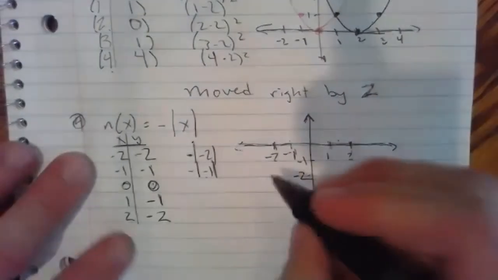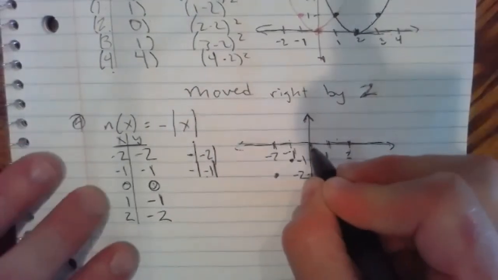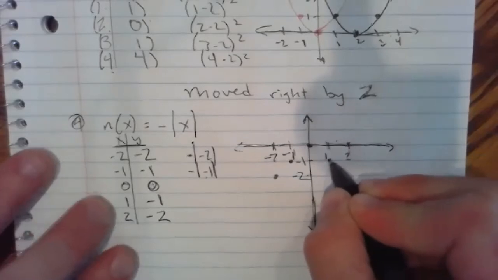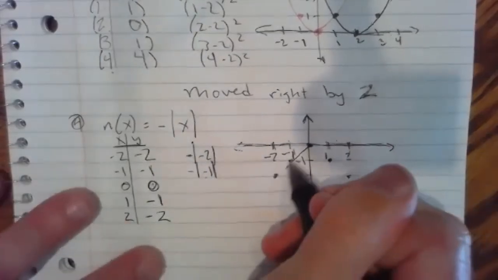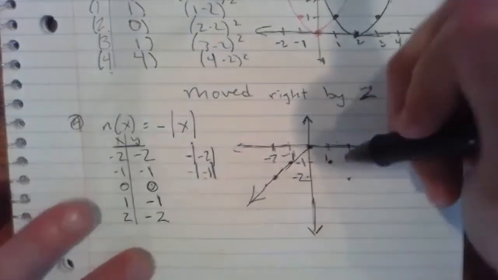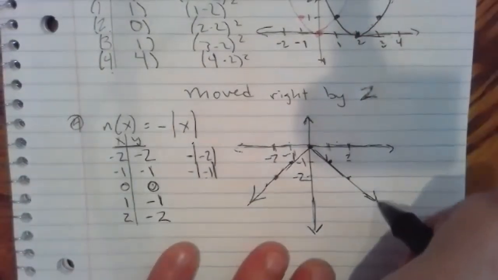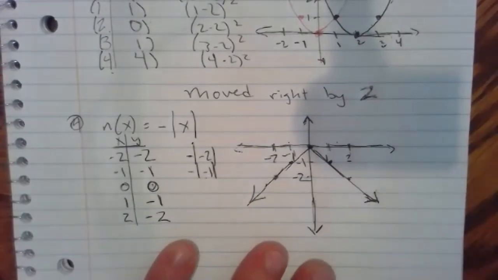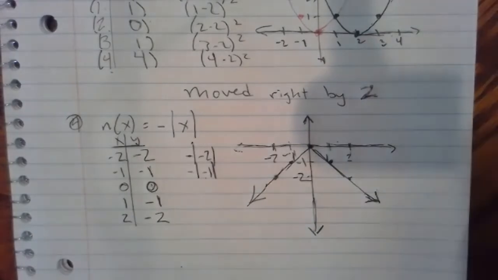All right, negative 2, negative 2, put a dot. Negative 1, negative 1, put a dot. 0, 0, put a dot. 1, negative 1, and 2, negative 2. All right. There we go. It's an upside down V. Oh, but we have to graph the function, boom, T-chart, and this counts as your graph. We have to also graph the parent function.